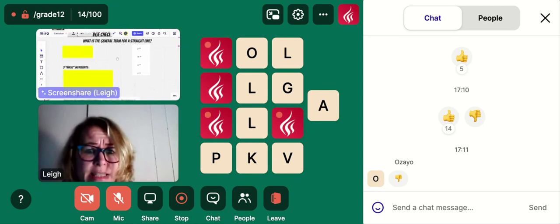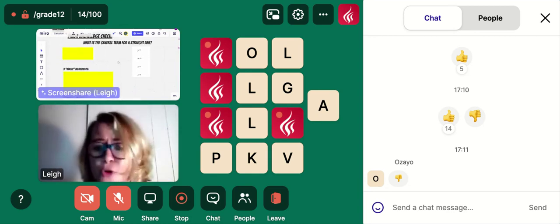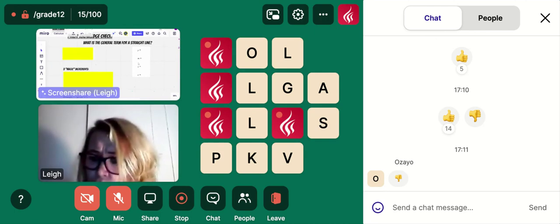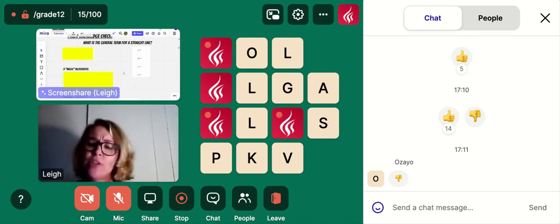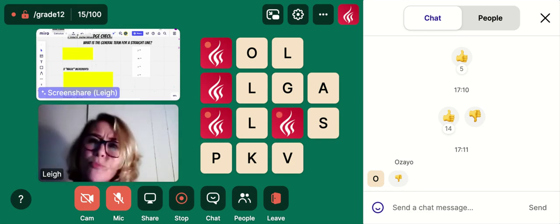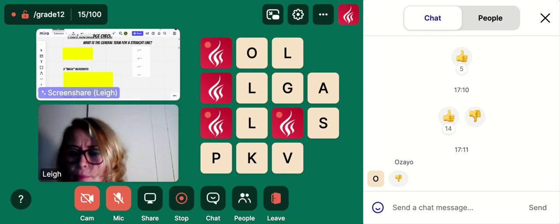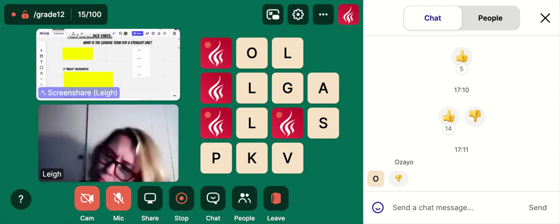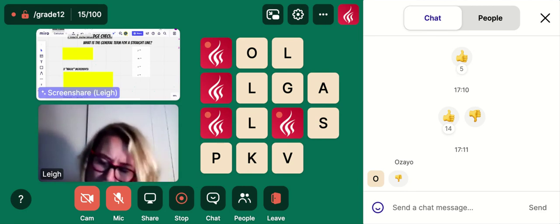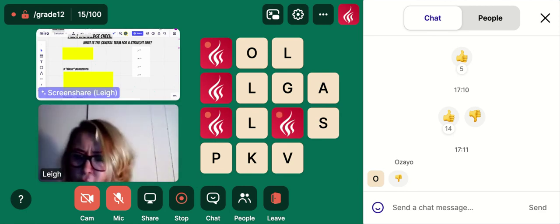So our prior knowledge check for today's lesson is, what is the general term for a straight line? So I would like to ask Isaiah, can you tell me, or you're welcome to type it in the chat, what is the general term that we use when we're talking about the equation of a straight line? Isaiah? Do you know, Isaiah? No? Okay, thumbs down. All right.